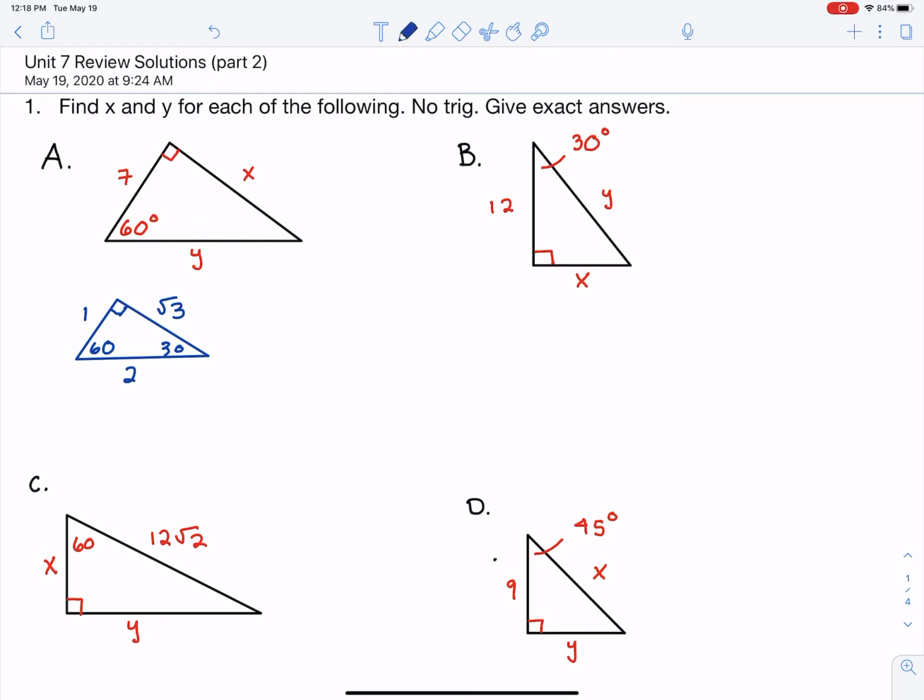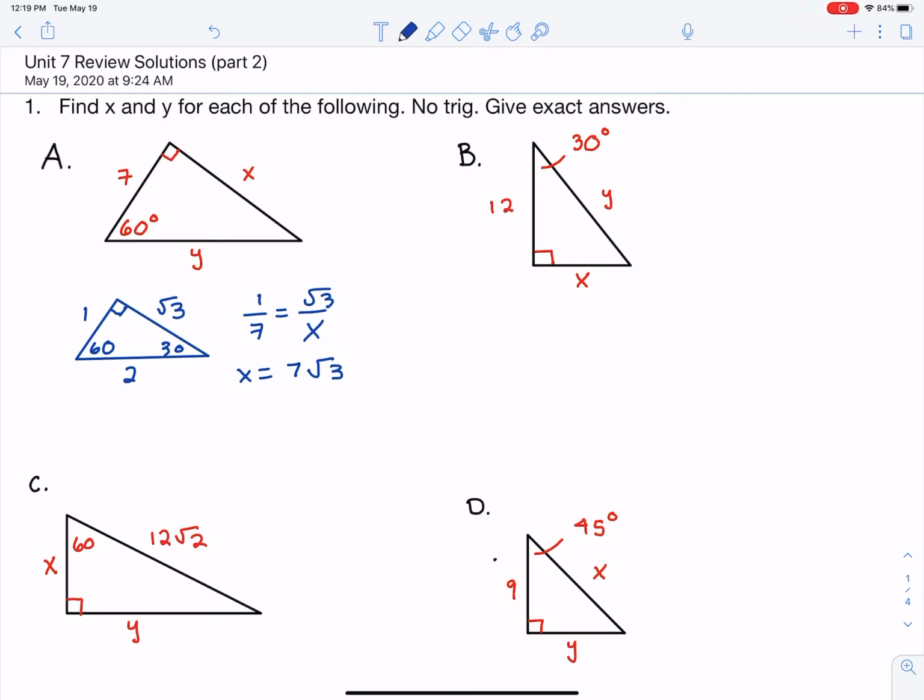Well, I can set up a proportion, and I can say short side is to short side as, well, let's solve for x. √3 is to x, and then I can solve that. So I get x equals, why is that a 7? Oh, yeah, I'm sorry. Couldn't figure out why that was a 7. I was looking at the wrong triangle. So that is 7√3. Okay?